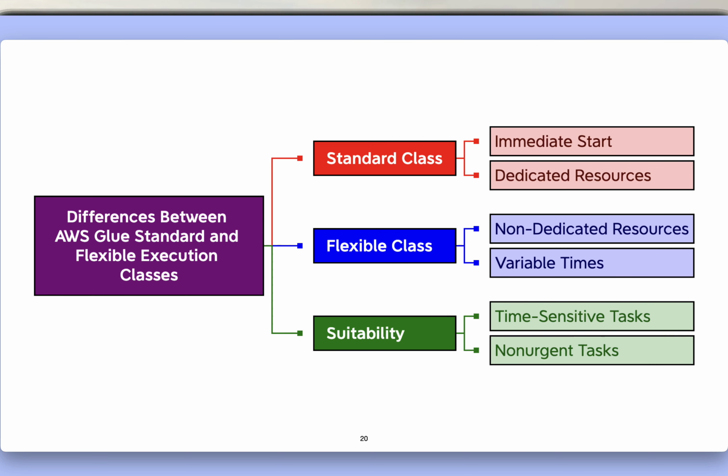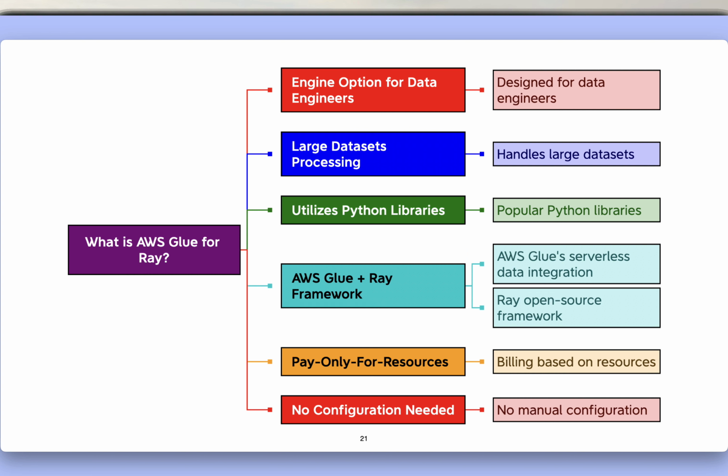Differences between AWS Glue standard and flexible execution classes. 1. Standard class. In the standard execution class, jobs start immediately and run on dedicated resources. 2. Flexible class. The flexible execution class utilizes non-dedicated compute resources, meaning start and completion times can vary. 3. Suitability. Standard is ideal for time-sensitive tasks requiring fast startup and dedicated resources, while flexible is cost-effective for non-urgent tasks.